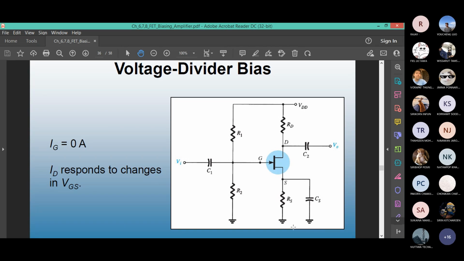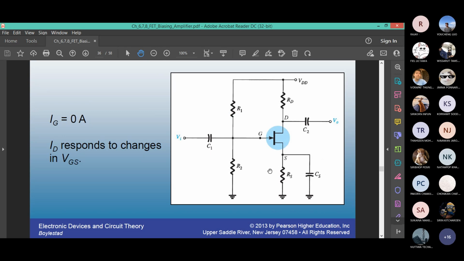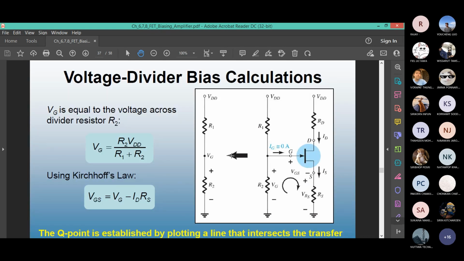When you have voltage divider bias, if you ignore all the capacitors, VG is what? At this point, VG is VDD R2 over R1 plus R2. This is the voltage divider. On the inner loop, you see VG minus VGS minus IDRS equals 0. Therefore, VGS equals VG minus IDRS.